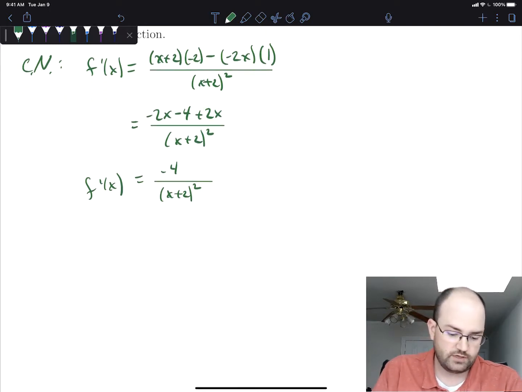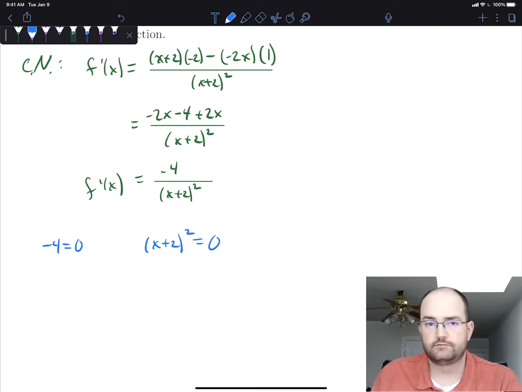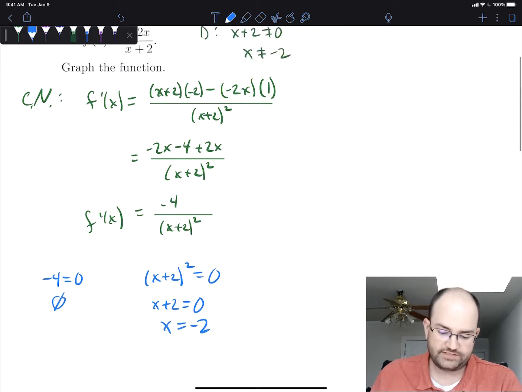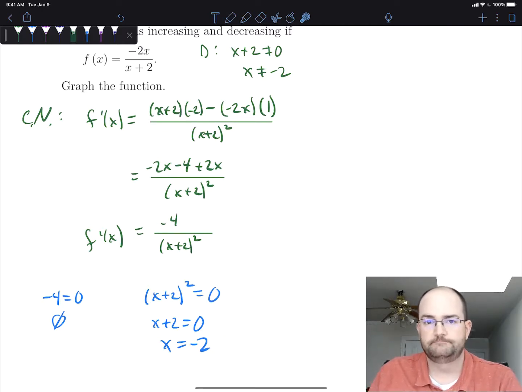Now to find the critical numbers, we set the numerator equal to 0 and the denominator equal to 0. And then we solve. Notice that for the first one there aren't any solutions. For the second one, however, there is one. We have x plus 2 equal to 0, which means x equals negative 2. But notice that negative 2 we cannot use, because x equals negative 2 is still technically not part of the domain, so this negative 2 is not actually a critical number. But it's still useful.